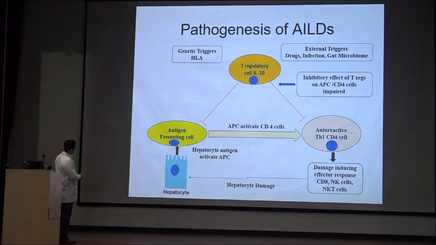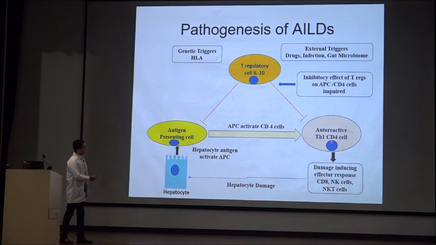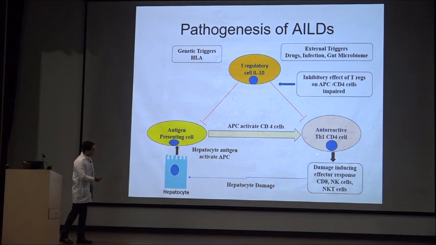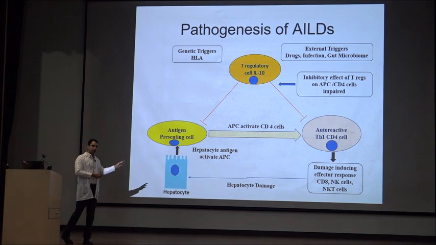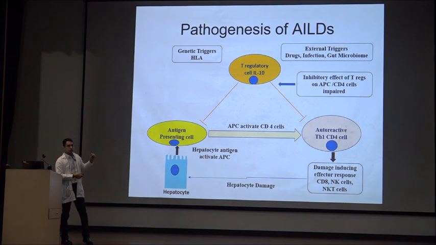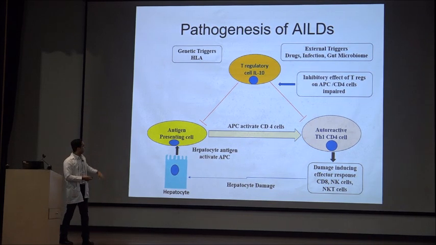The antigen presenting cell takes up this antigen, presents it to the naive CD4 T cells, which, if the T regulatory cells are not acting well, become an autoreactive CD4 cell, which then ensures there is an innate as well as adaptive immune response by CD8, NK cells and NK T cells, which causes this hepatocyte damage. So this is the classical belief or the thinking that goes under autoimmune hepatitis. So you can see predominantly it is a T cell mediated disorder.